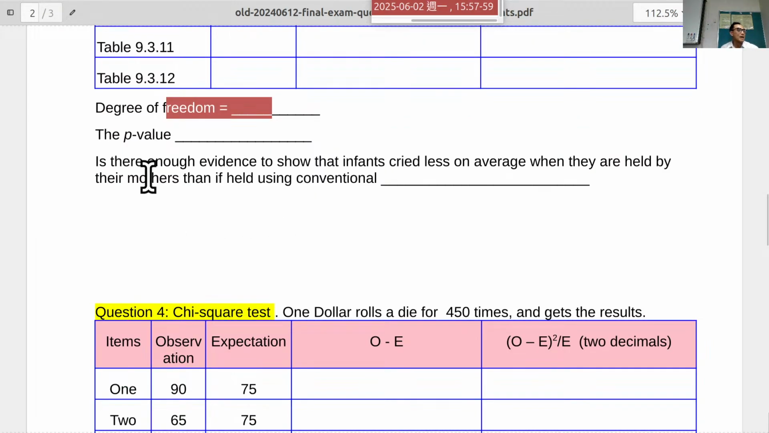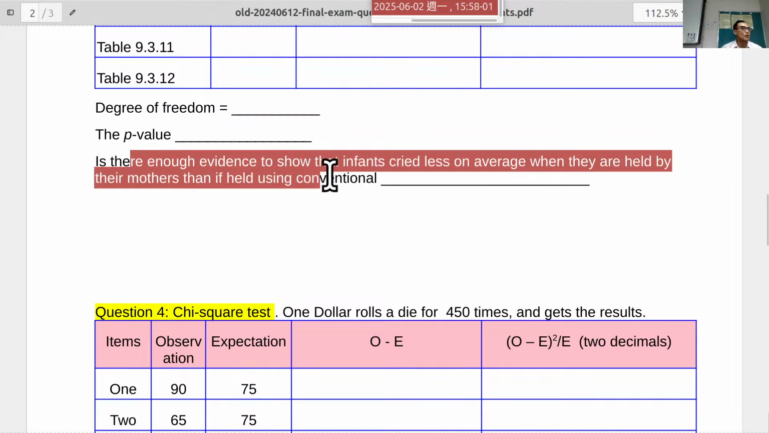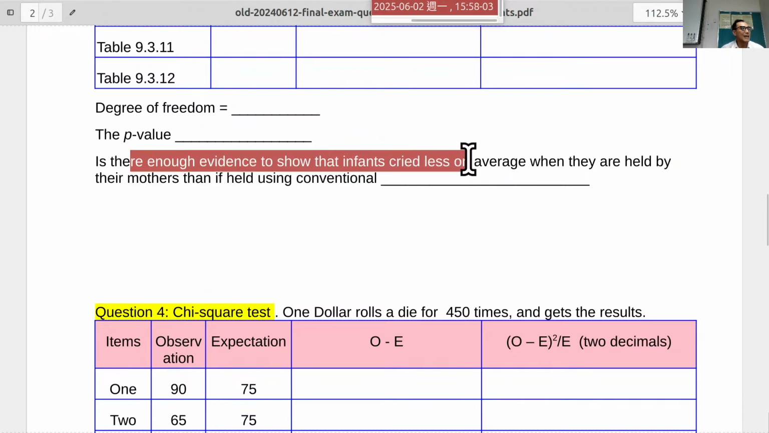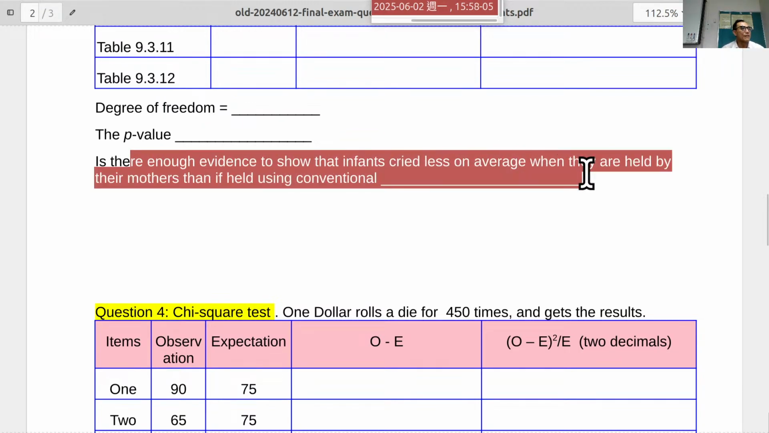Okay. And is there enough evidence to show that infants cry less on average when they are held by their mother than if they are held by the conventional method?